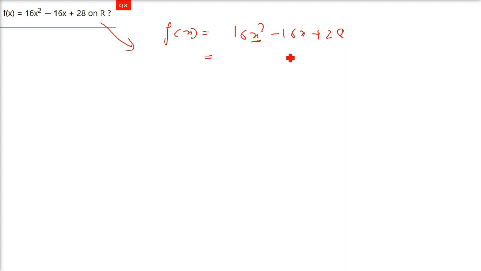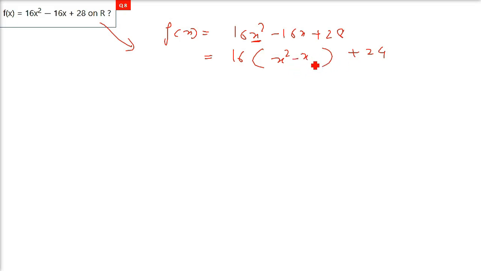So we have to get rid of the coefficient of the highest power, which is x square. So you have to take a 16 outside, you get x square minus x. You can keep that 28 aside. You don't worry about 28, we'll just find the perfect square. It is not 24, it is 28, I'll just change it. Now x square minus x, so how are we going to do this?